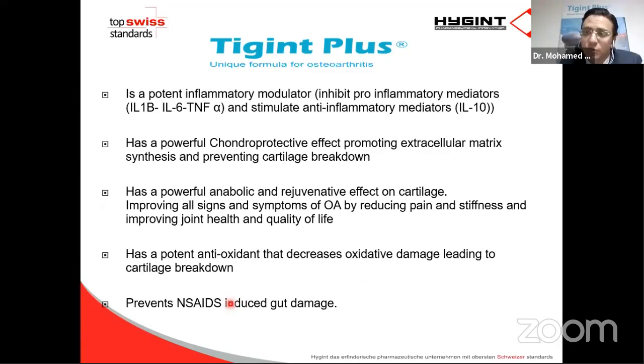آخر حاجة زي ما قلت لحضراتكم من الـ add-on benefit بتاعت الكوليسترول إنه بيمنع لنا الـ gut damage اللي بيحصل نتيجة استخدام الـ NSAIDs مع الـ chondroprotectives بشكل عام. ده الـ conclusion عن Teagent Plus.